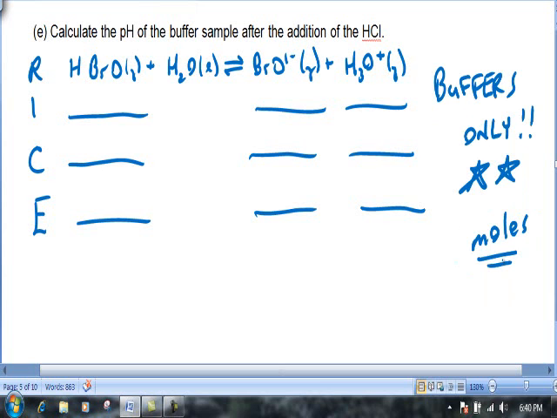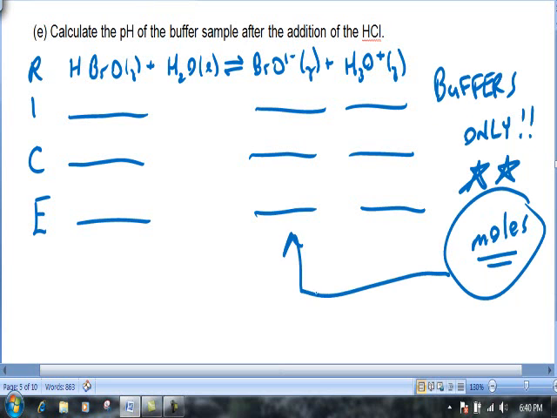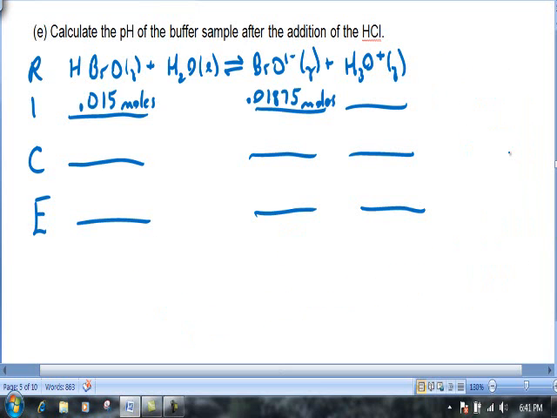What this means is for buffers, because we have a ratio of salt and weak acid present, we can utilize moles when we use our RICE strategy for our initial, our change, and our equilibrium values. Earlier, we'd calculated that in our 75 milliliter buffer sample, we have 0.015 moles of hypobromous acid, and we have 0.01875 moles of hypobromide ions. These are our initial values of these prior to the addition of the HCl.